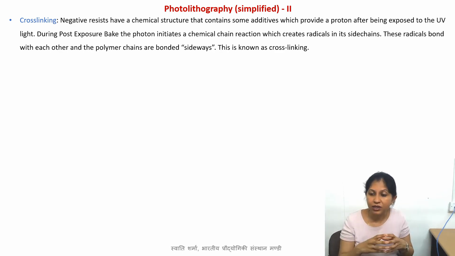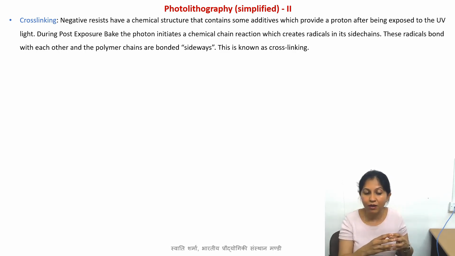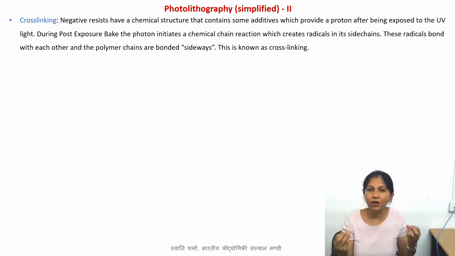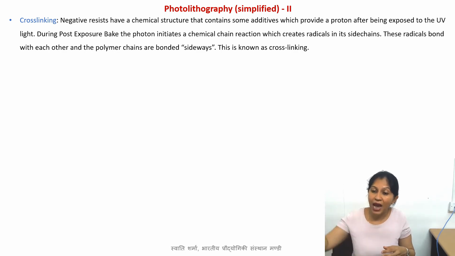These polymers typically have two things. One, they have certain functional groups that are very photosensitive, so certain bonds, let's say, can break when a small activation energy is provided. So that is number one. And number two, you have something known as the photoinitiator.